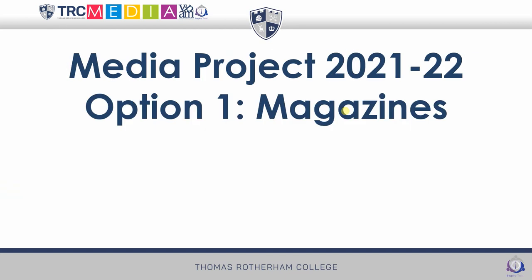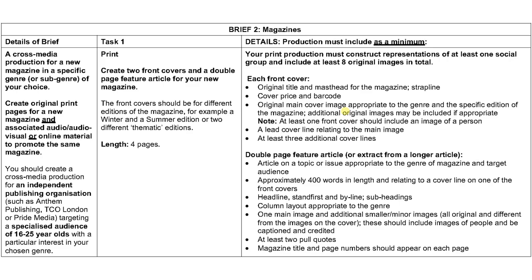Now, I'm going to be giving you two different print options that you can pick from. The first one is going to be the magazine brief. As you can see, this is officially brief 2 of the different briefs we were offered. Now, what are the details of this brief?